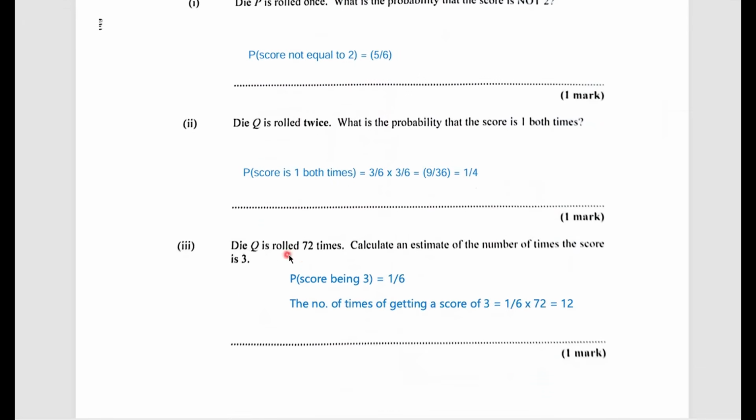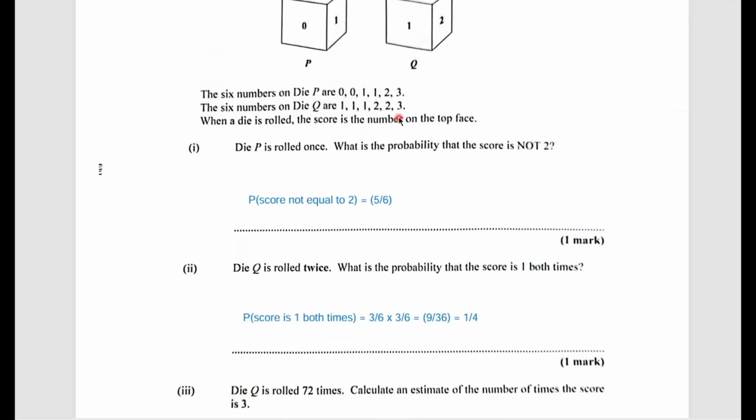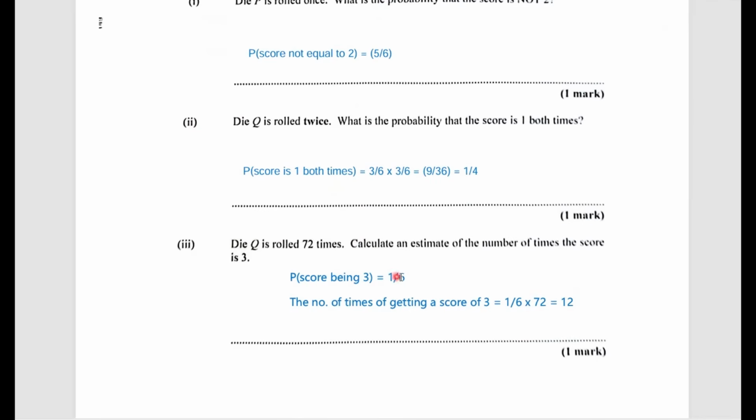Part 3, die Q is rolled 72 times. Calculate an estimate of the number of times the score is 3. Okay, well, the probability of getting a 3 with die Q is 1 out of 6. And you multiply that by 72 to get 12 times. A person can get a score of 3 about 12 times out of 72 tries.